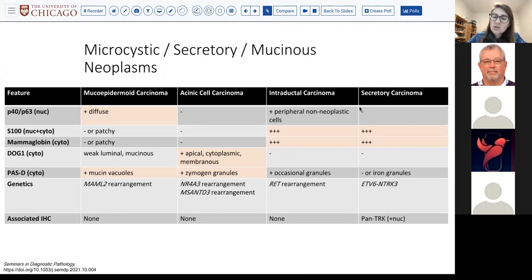Of these tumors here that are cystic or secretory or myxoid, really mucoepidermoid carcinoma is the only one that is diffusely positive for P63 and P40, because the intermediate and the squamoid cells in mucoep all express P63, P40. And so I find that when you have a strongly P63, P40 expressing neoplasm, your differential is narrowed out of these into a potential mucoep.